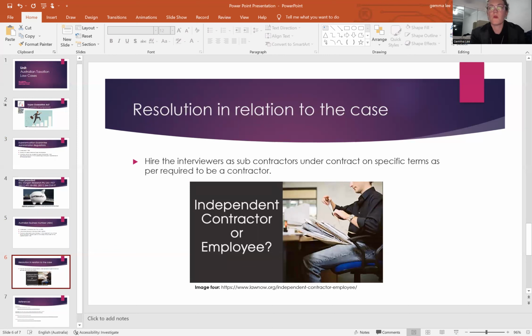As a resolution, Roy Morgan could have hired the interviewers as subcontractors under a contract on the terms that they supply invoices for payment. They would also need to supply their own equipment and tools for the functionality of the job. They would also be able to then charge what they want their hourly rate to be, and this would have prevented him from being liable for the superannuation payments.